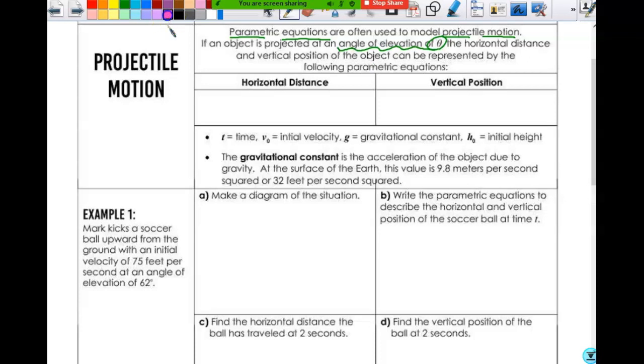Okay, so this is what it would look like. X equals t times the initial velocity times the cosine of theta. Okay, so t is time in these particular cases. That v sub 0 is the initial velocity. When we talk about vertical position, we'll not only use time and initial velocity, but we'll also use the gravitational constant and the initial height. So that's what the other variables are there.